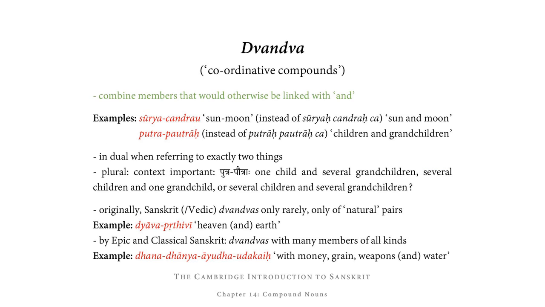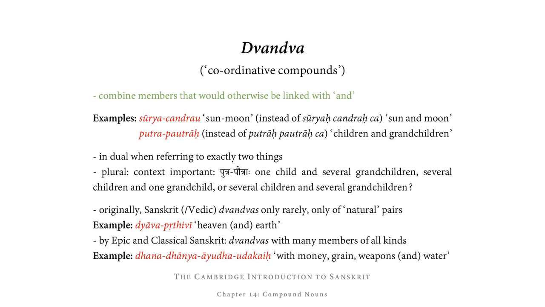Next up, we have dvandvas, or so-called coordinative compounds. Dvandvas combine members that would otherwise be linked with "and." So, for example, Surya-Chandrau is a dvandva that literally means sun-moon, and that we need to translate as sun and moon. Putra-Pautrah, literally children-grandchildren, would have to be translated into English as children and grandchildren.